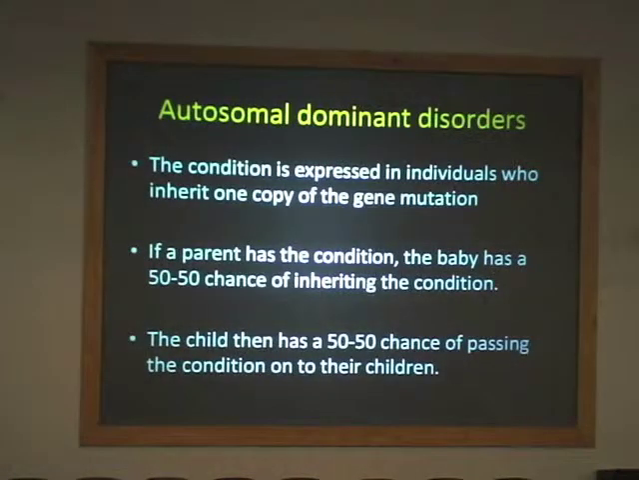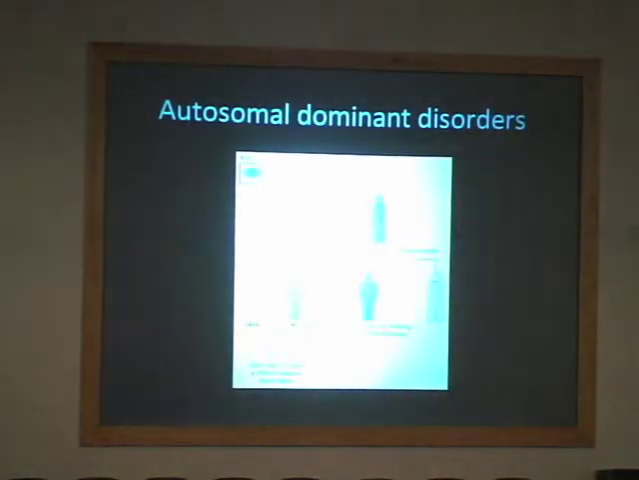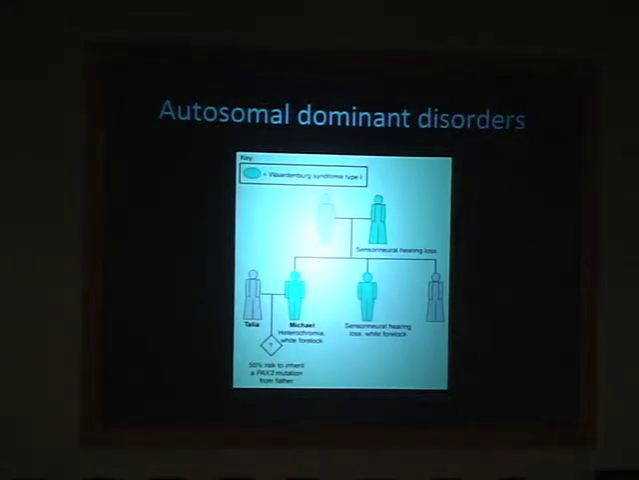So in autosomal dominant conditions, the condition is expressed in individuals who have just one copy of a gene mutation. If a parent has the condition, then the baby has a 50-50 chance of inheriting that condition, and the child has a 50-50 chance of passing it on to their children. This picture shows that. You can see up here that the grandfather has a sensorineural hearing loss with a condition called Waardenburg. There's a 50-50 chance of passing it on, and so 50% of the kids ended up getting that gene mutation and having the condition.